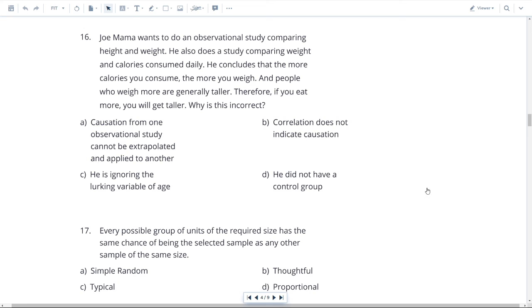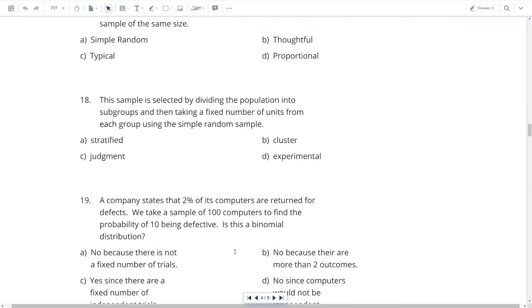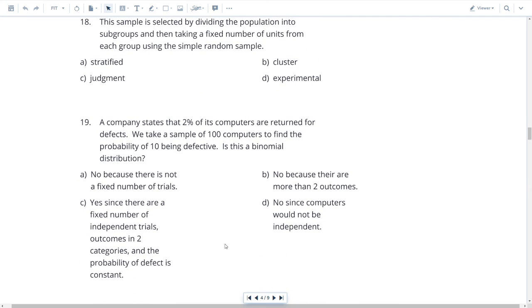Number 17, every single one of you got this correct. Every possible group of units of the required size has the same chance of being the selected sample as any other sample of the same size. That is simple random. That is just a pure definition of simple random. Hopefully the other choices that they gave you there were an indication that they were wrong. But that is the pure definition of simple random.